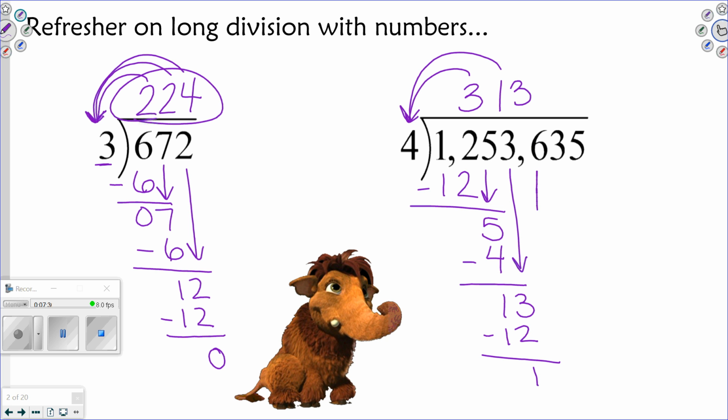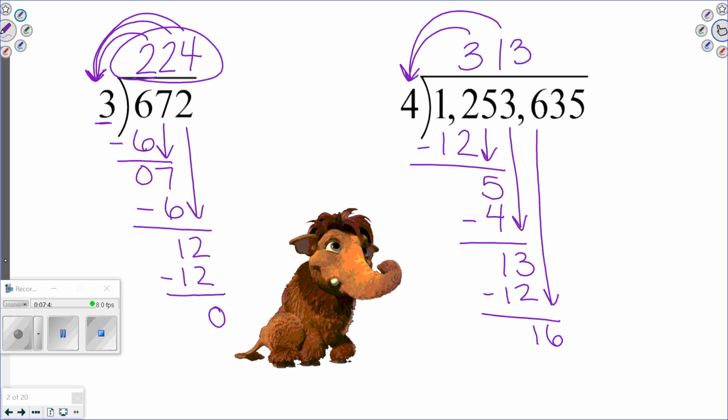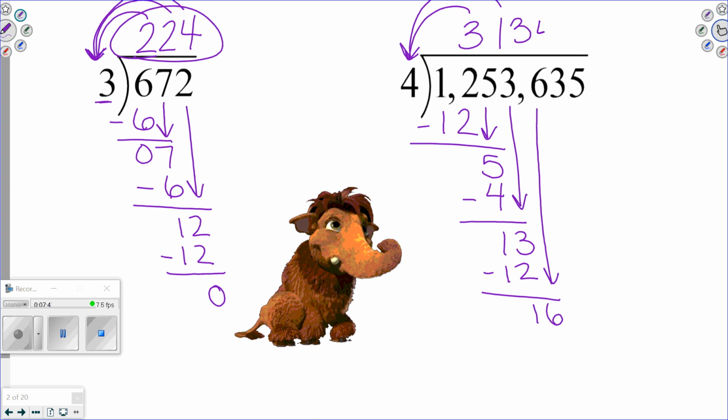I'm going to bring down the 6. So now I'm just dealing with 16. If I brought them all down, how many times does 4 go into like 1,600 and something? I don't know. So we just deal with little bits at a time, okay? So how many times does 4 go into 16? That goes in 4 times. And then you multiply 4 times 4, and then we subtract. That's nothing. Bring down the 3.